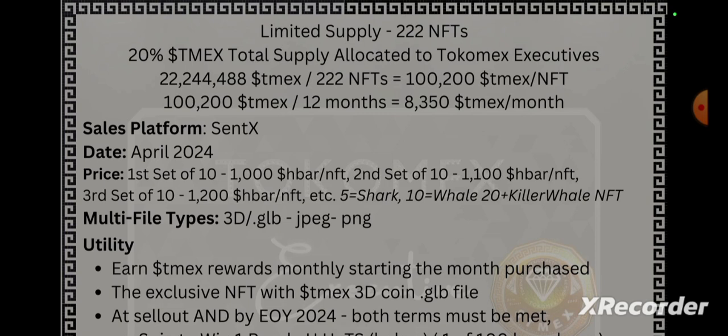So if you buy more than 5, you will be a shark. If you buy more than 10, you will be a whale. If you buy more than 20, you will be a killer whale.